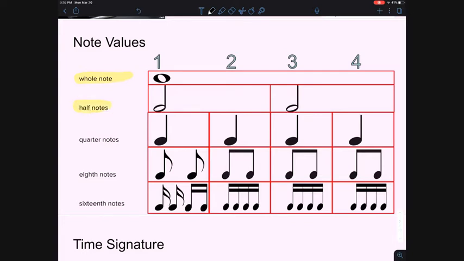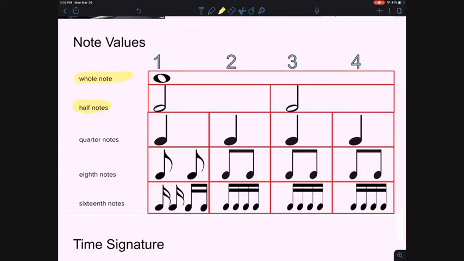We hold these for 2 beats. You draw an oval and a line that goes straight up, or an oval and a line that goes down. We would say this like this. 1, 2, ready, go. 1, 3.